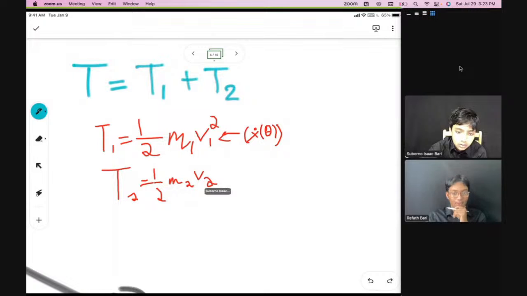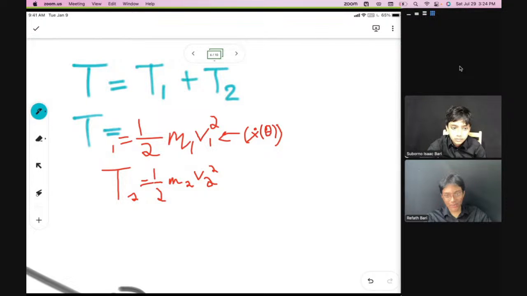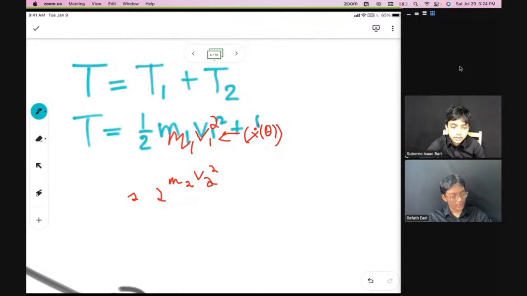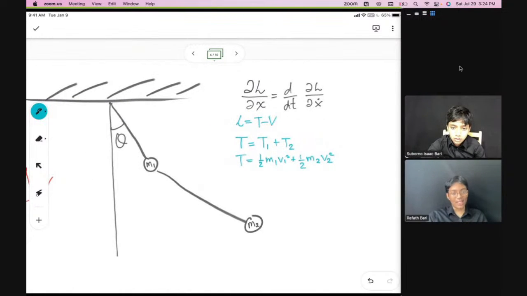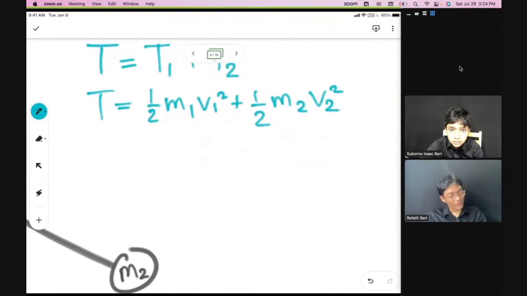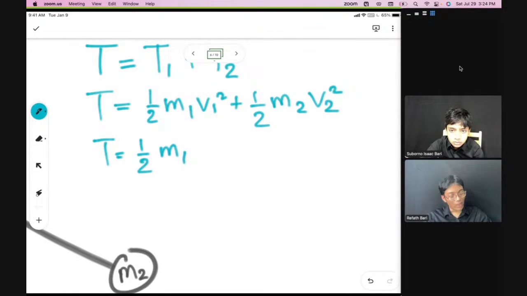Okay, good. I'm going to write exactly what you wrote. Please erase it because now I'm going to copy down what you wrote. So half m1 v1 squared plus half m2 v2 squared. Now, as our host was saying, we can express these in terms of generalized coordinates. First, let's write it in terms of x and y. So what is v1 in terms of x and y?